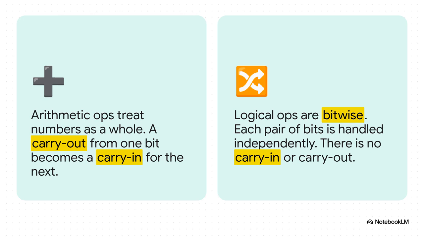Now, this is really important to get straight. There's a big difference between how the ALU handles math versus logic. For addition, all the bits are connected, right? A carry the 1 from one column absolutely affects the next column, just like when you do math on paper. But for logical operations like AND, OR, and NOR, each pair of bits is handled all on its own, completely independently. It's like having 16 tiny separate operations all happening at the exact same time with no connection between them at all.